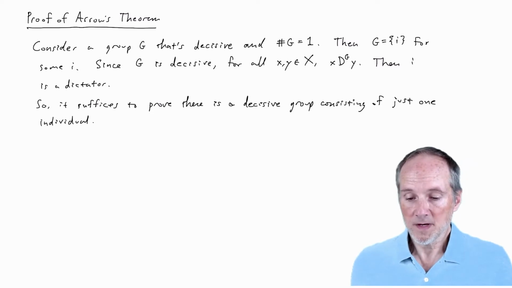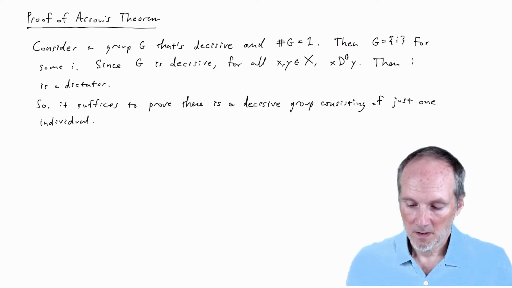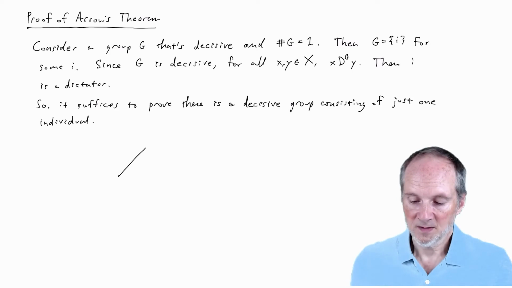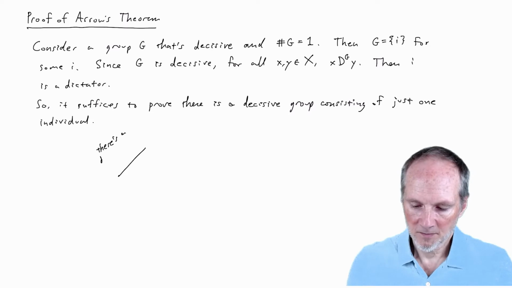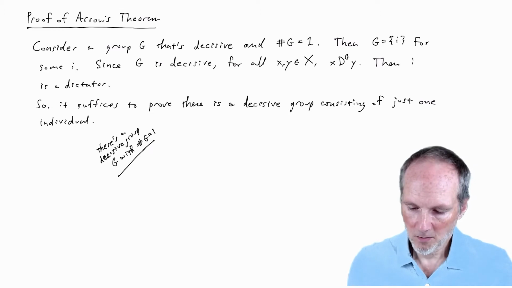The proof is going to be structured as a proof by contradiction, okay? We've done a little bit of that before, but it's really just a process of elimination, right? There's 2 possibilities. There is a decisive group that consists of just one person. That's what we want to argue. Or there is no such group. Okay.